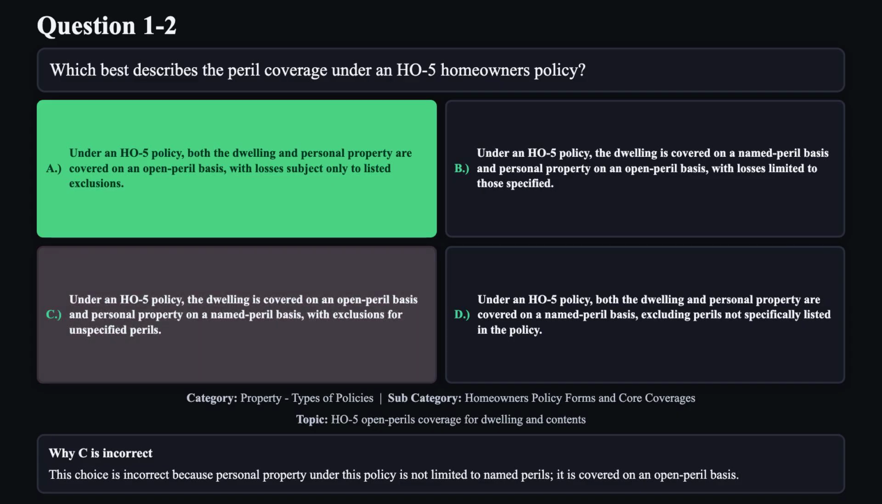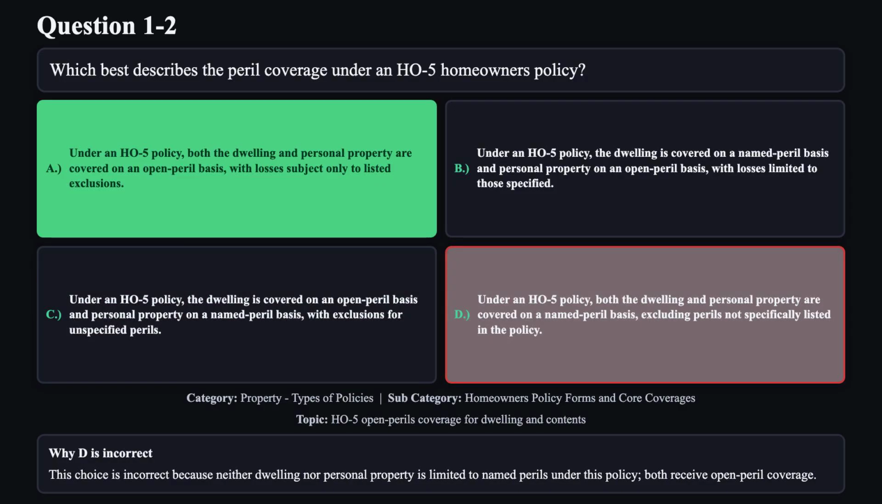Reason C is not correct. This choice is incorrect because personal property under this policy is not limited to named perils. It is covered on an open peril basis. Reason D is not correct. This choice is incorrect because neither dwelling nor personal property is limited to named perils under this policy. Both receive open peril coverage.